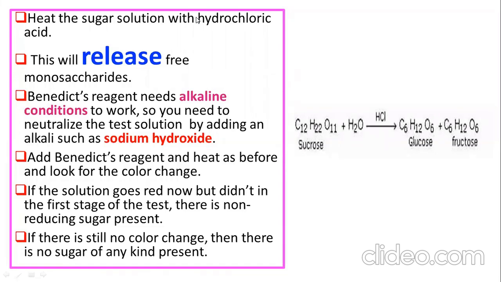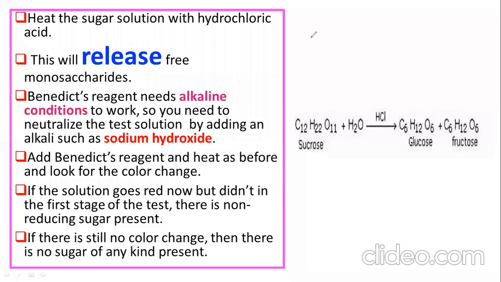They heat the sugar solution with the hydrochloric acid. This will release the monosaccharides, and Benedict's reagent needs alkaline conditions to work. So you need to neutralize the test solution by adding alkalis such as sodium hydroxide.